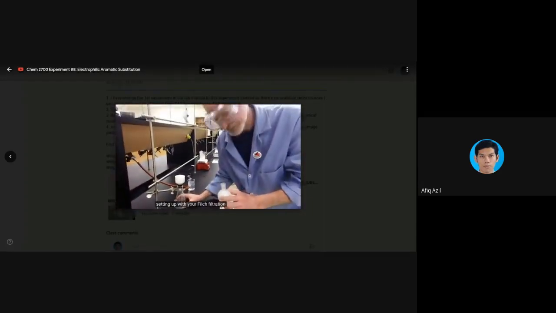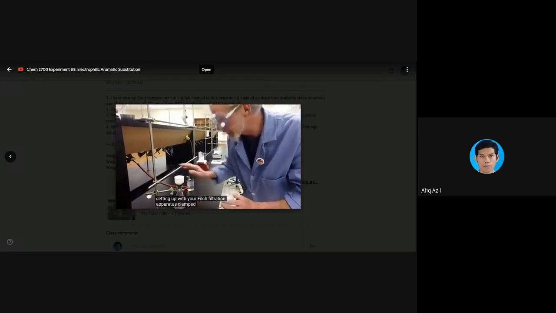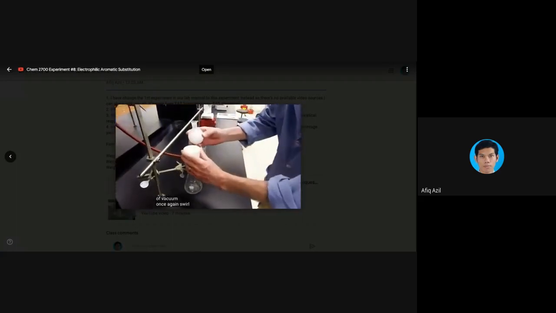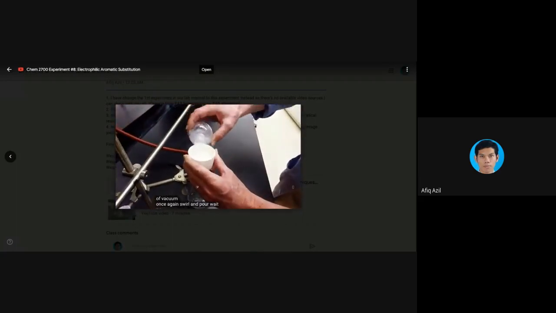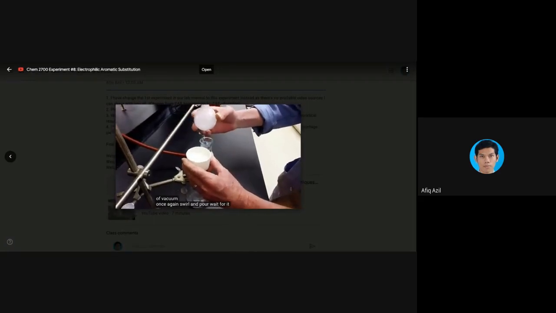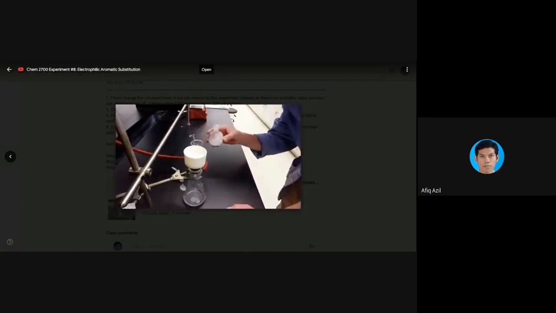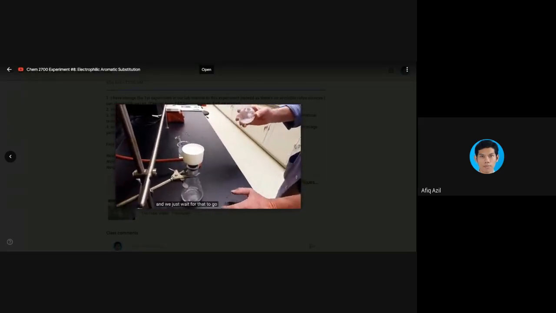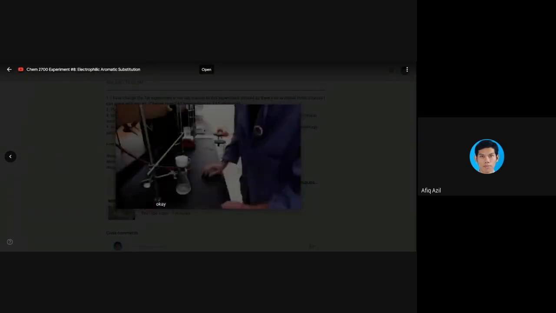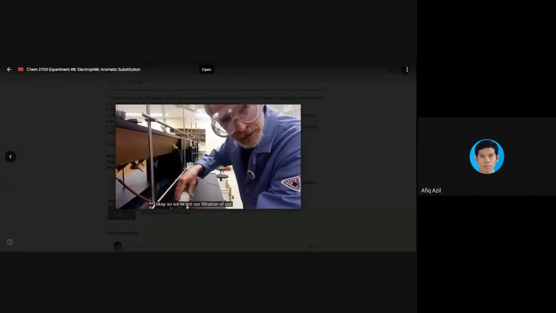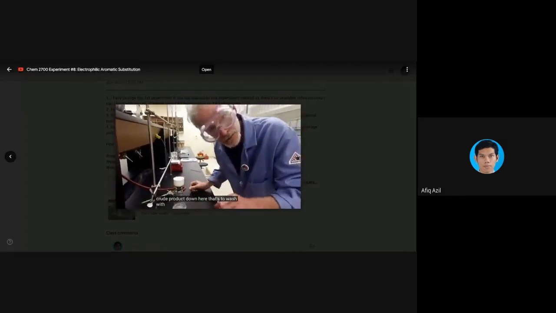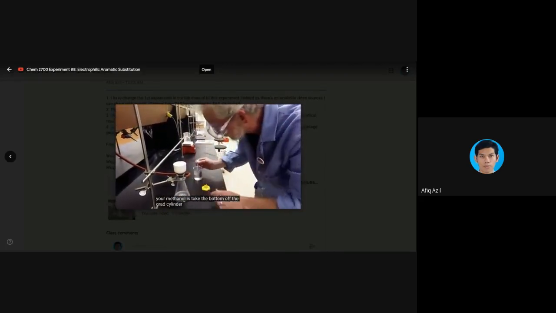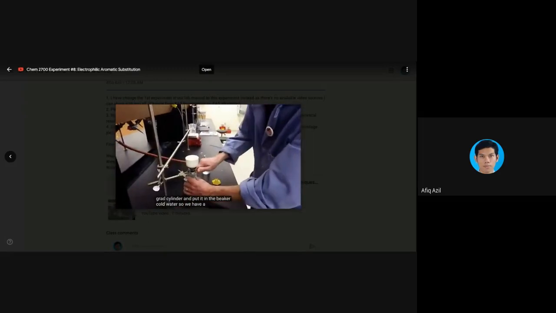Setting up with your filtration apparatus, clamp, turn on a little bit of vacuum. Once again, swirl and pour. Wait for it. And we just wait for that to go through. Okay, so we've got our filtration of our crude product done here. That's to wash with cold methanol. The best way to cool your methanol is take the bottom off the graduated cylinder and put it in the beaker of cold water. So we have our crude solid here.